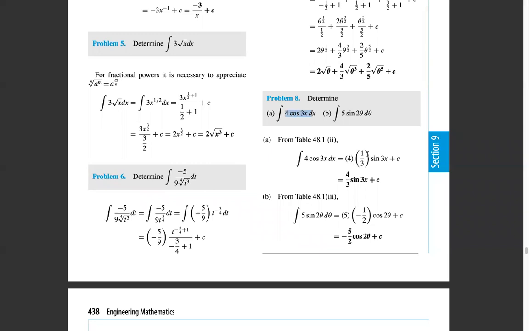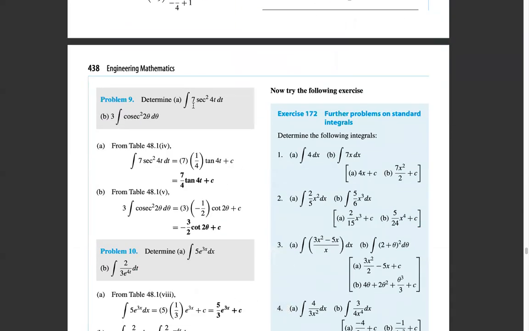So you get 1 over the a, 1 over the 3. A is 3 here. And sine, cosine changes to sine. If you integrate sine, you'll get a negative cosine. And you divide by the 2, as they did here.